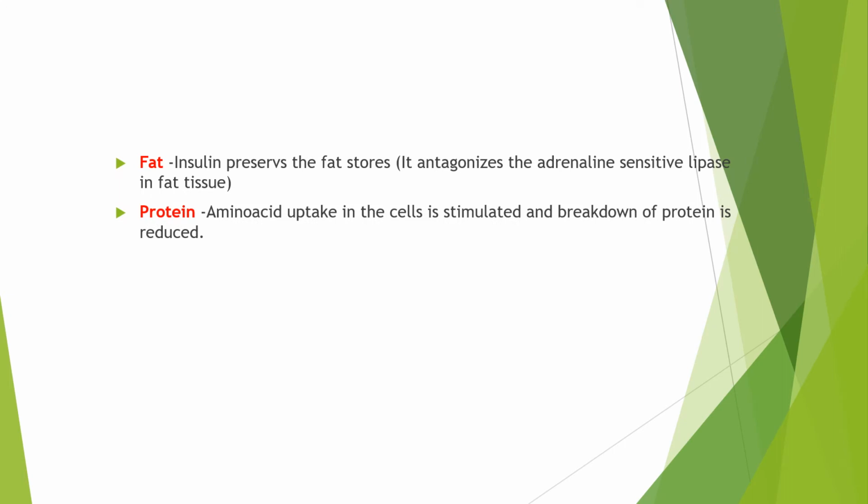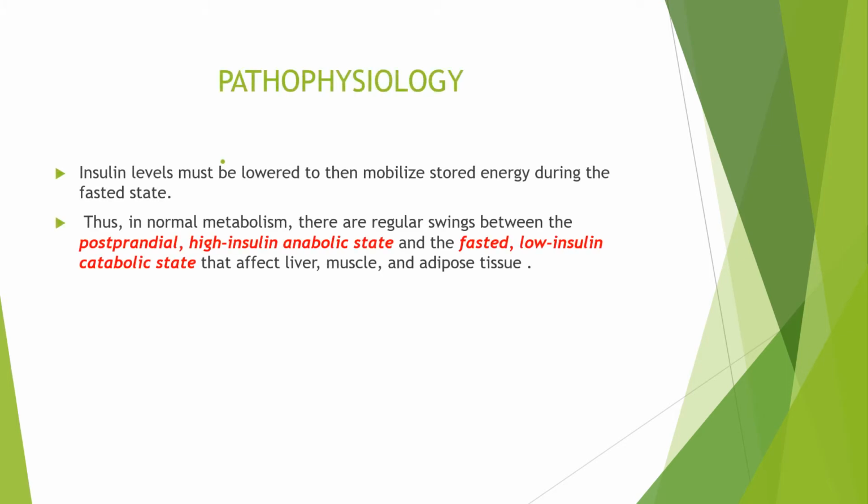When we see the effect of insulin on fat, insulin preserves the fat stores. It antagonizes the hormone-sensitive lipase in fat tissue. So it preserves the store of fat. When we see the effect of insulin on protein, amino acid uptake in the cell is stimulated and the breakdown of protein is reduced when there is more insulin in our body. Insulin levels must be lowered to then mobilize stored energy during fasted state. Thus, in a normal metabolism, there are regular swings between the postprandial high insulin anabolic state and the fasted low insulin catabolic state that affect liver, muscle, and adipose.